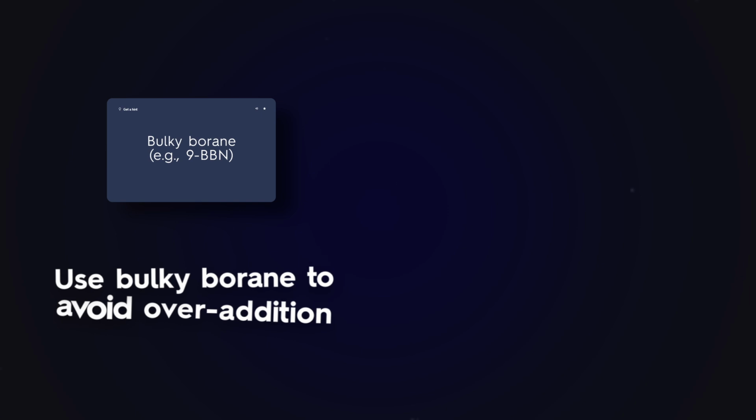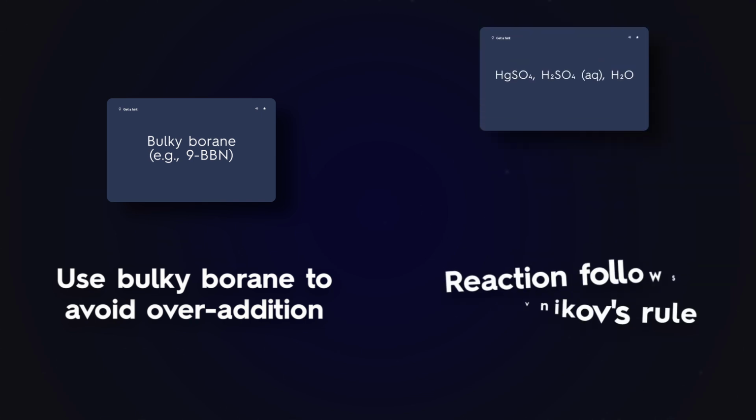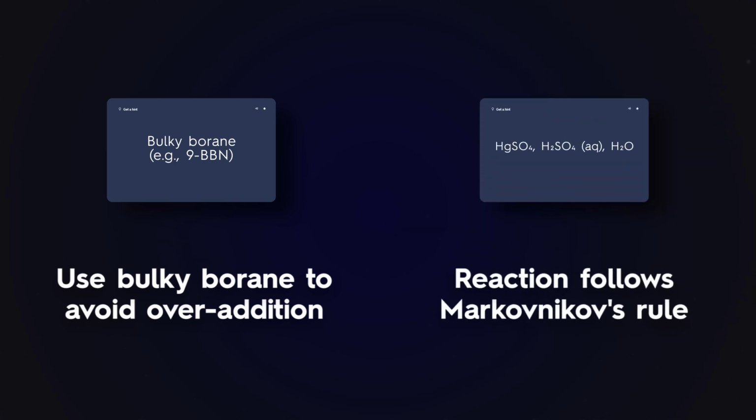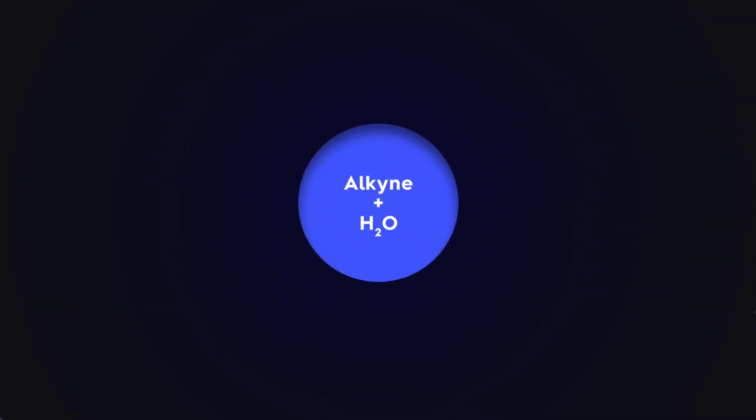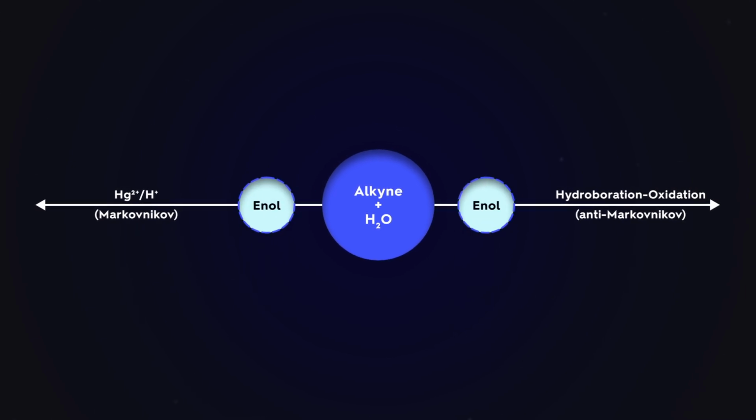Here are some things to watch out for. Use a bulky borane, such as 9-BBN or disiamylborane, to stop at the vinyl borane and avoid a second addition. Under acidic conditions with mercuric sulfate, remember the reaction follows Markovnikov's rule. And finally, keep in mind that the enol is only an intermediate.